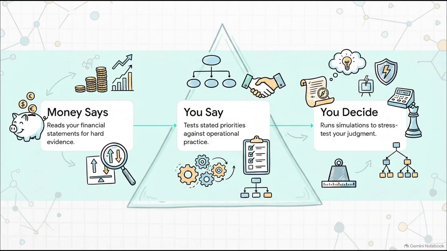Second, you look at turnaroundcenter.com. This asks, what do you say you do? It tests your stated priorities against your actual operational practice. And third, wellnessadvisory.org. This asks, what would you decide? It runs simulations to stress test your judgment well before the stakes are real. By comparing hard financial facts against your stated priorities and your simulated crisis judgment, you essentially expose the hidden blind spots in your business before they become fatal.